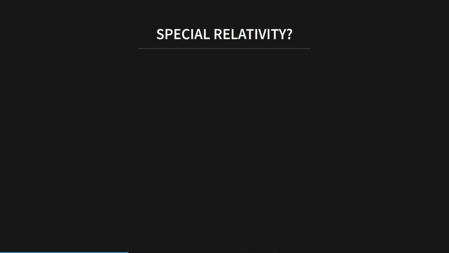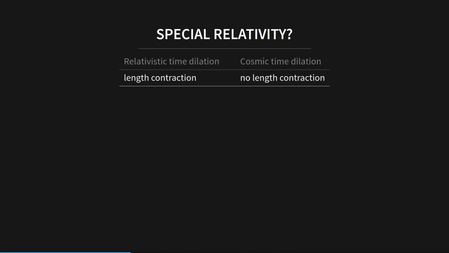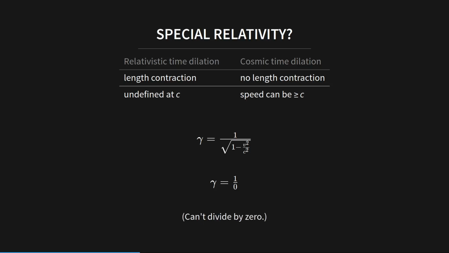You may have heard of time dilation in special relativity, but they're not the same here. Relativistic time dilation comes with length contraction, and cosmic time dilation doesn't. Special relativity also breaks down at the speed of light. There's this gamma function everywhere, and when v equals c, you get a divide by 0, which you can't do.